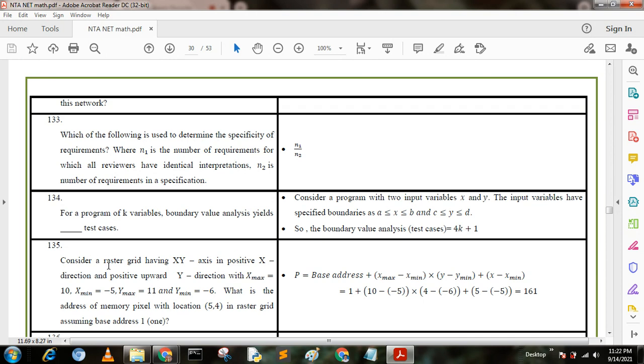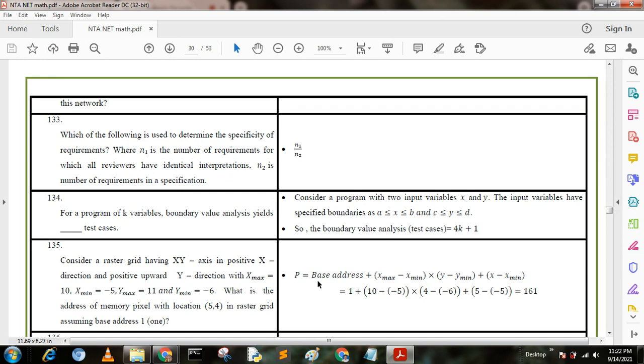Next question. Consider a raster grid having XY axis with positive X direction and positive upward Y direction, with X max equal to 10, X min equal to minus 5, Y max equal to 11, Y min equal to minus 6. What is the address of memory pixel with location 5 4 in raster grid, assuming base address 1?